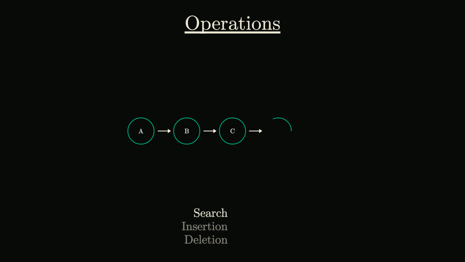Let's explore some fundamental operations on a linked list, starting with the search operation. Given a desired target, denoted here by the character C, find its location in the linked list. To accomplish this, we traverse through the list starting at the head node. For every node, we compare its data against the target.